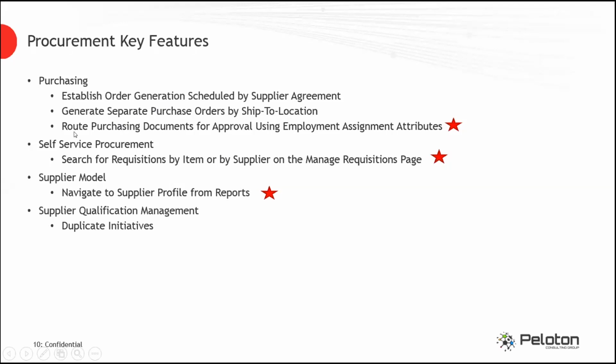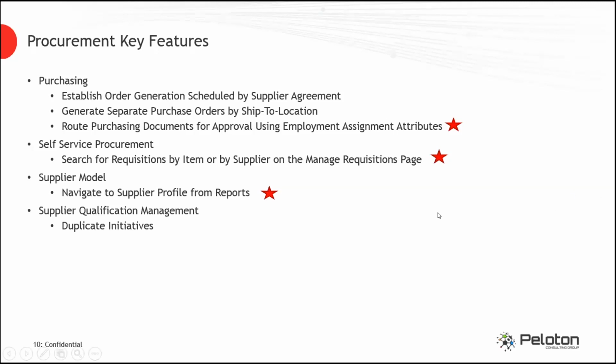And then the really cool thing that I like in procurement is that you can actually route your purchasing documents for approval based on employment attributes like job, grade, level. Just like accounts payable, the purchase order workflows have been enhanced to bring those attributes into your workflow so that you can use them instead of a user, and you can continue the same approach that you are using on the accounts payable front.